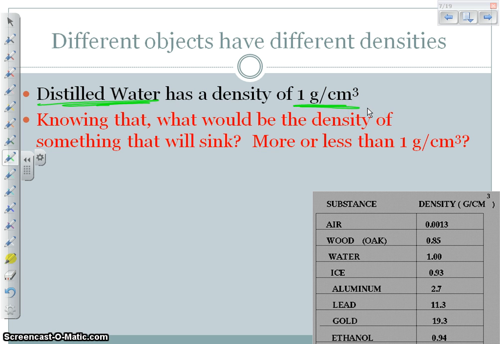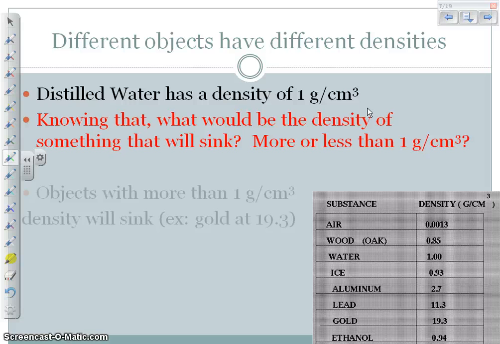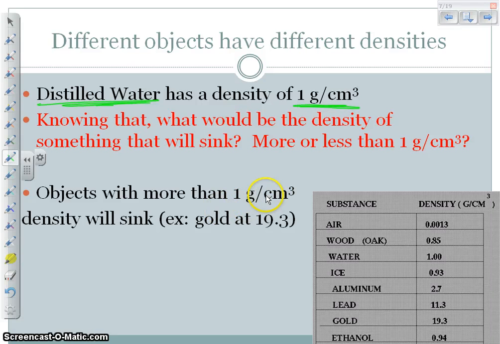Knowing that, if an object happens to have a greater density than that, is it going to sink or float? Well, something that has a greater density means that the molecules are more tightly packed, and that means it's going to sink compared to the distilled water. Okay? So objects with more than 1 gram per centimeter cubed of density are going to sink. Your examples there would be stuff like gold, lead, and aluminum. Those objects would all sink because they have a greater density than distilled water.